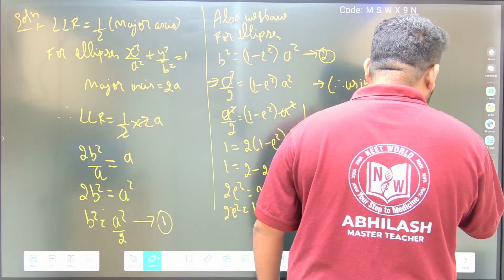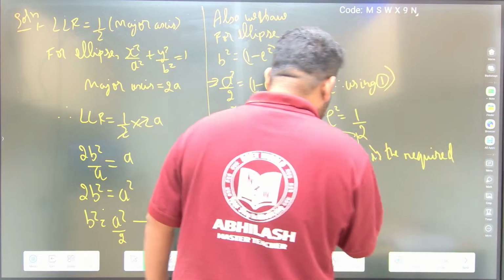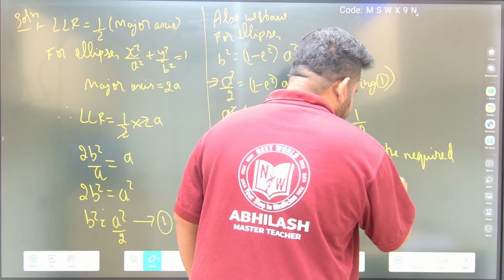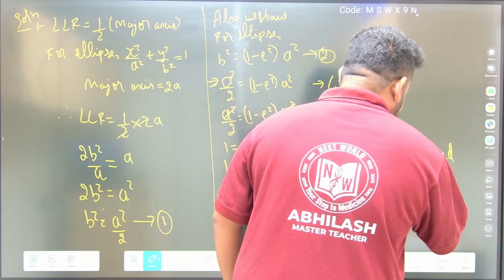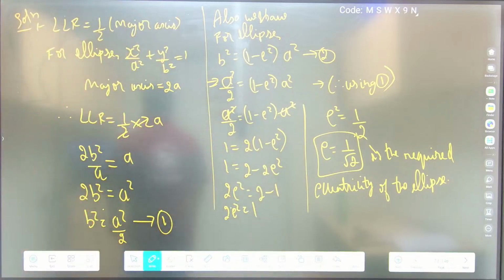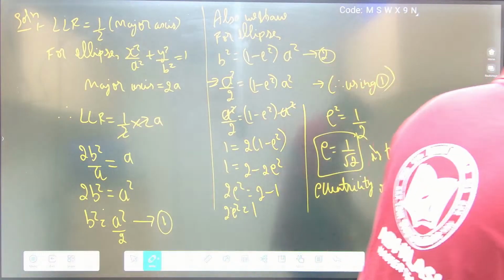It's the required eccentricity of the ellipse. Clear? This is how you have to write it. Okay, next question.